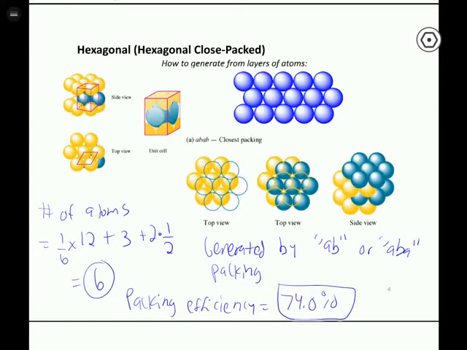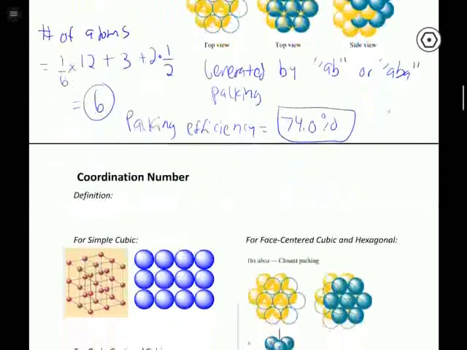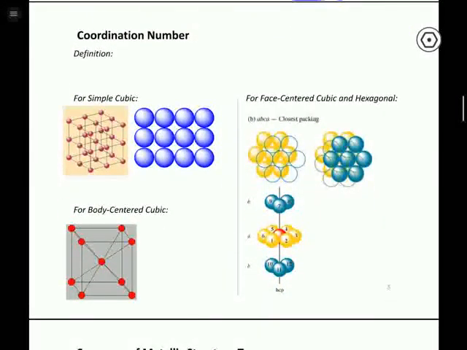Now, since the packing efficiency is the same, why do some metals occupy a hexagonal structure and others occupy the cubic structure that's equally efficient at packing? That's something that people don't really understand that well. So both of them are available, and different metals are going to have different structures, and there's really no easy way to predict it. Now, the last thing that we want to define about all of these structures is coordination number.